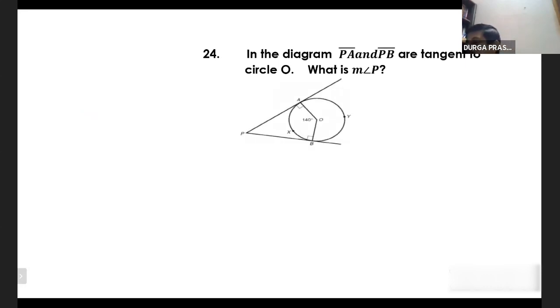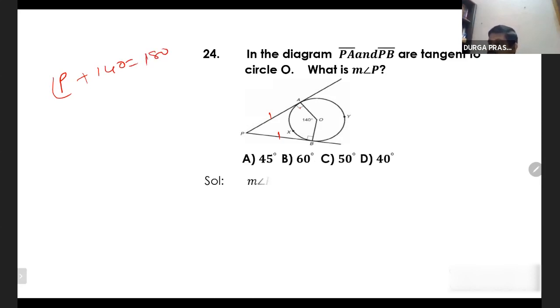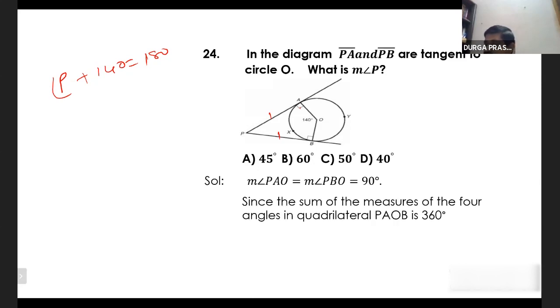In the diagram, PA and PB are tangents to the circle with center O, so they should be equal in length. What is the measure of angle P? This is 90 and this is 90, so the sum of these two angles should be 180. So angle P plus 140 equals 180. Instead of writing, we can show it here itself. So angle P should be 180 minus 140, that is 40 degrees. So you have option B.